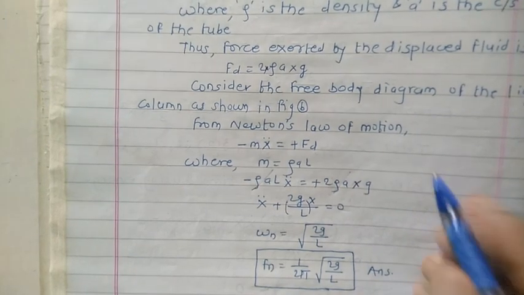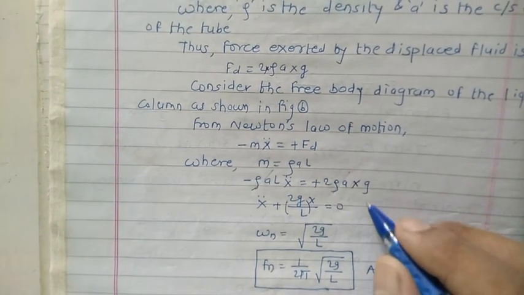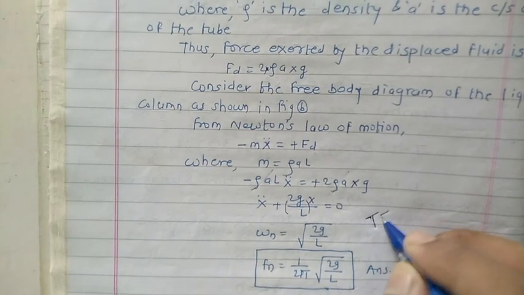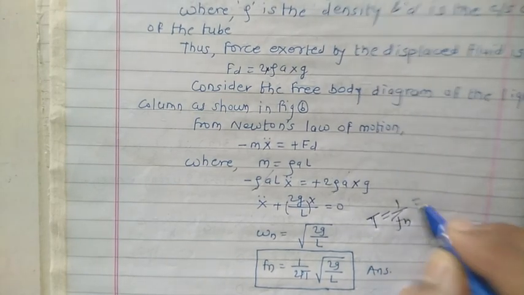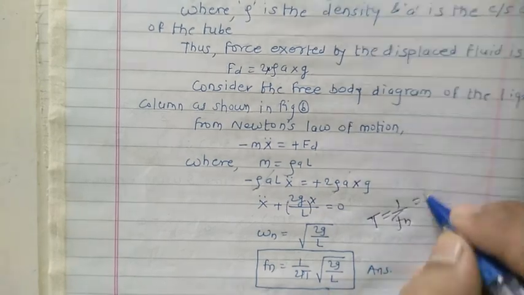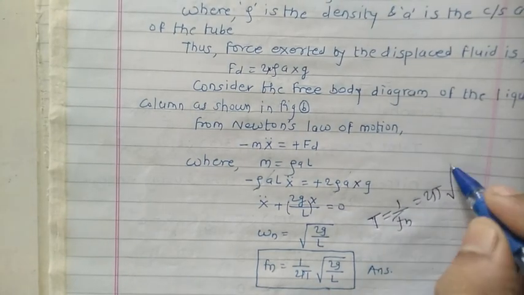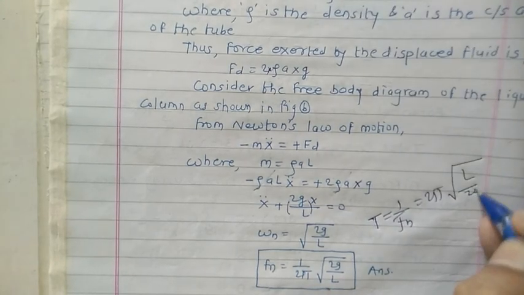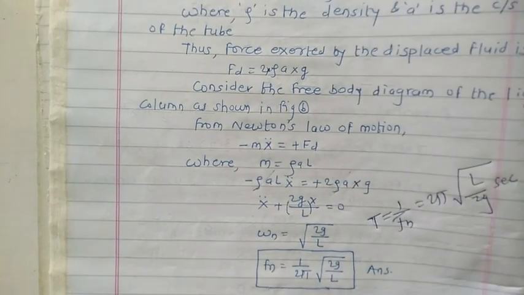And what about the time period of oscillation? Time period of oscillation, you can get as the reciprocal of this frequency. So reciprocal of this frequency is nothing but 2 pi into square root of L divided by 2g, in terms of seconds.